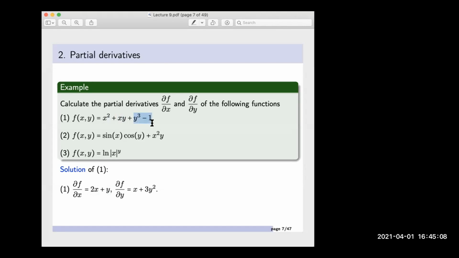You regard y to be constant when you take the derivative in x, but the derivative of a constant is 0, so you don't get anything from this part. So you get 2x plus y. This is the partial derivative in x.